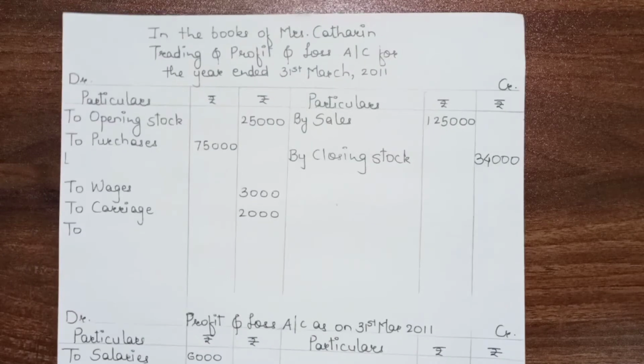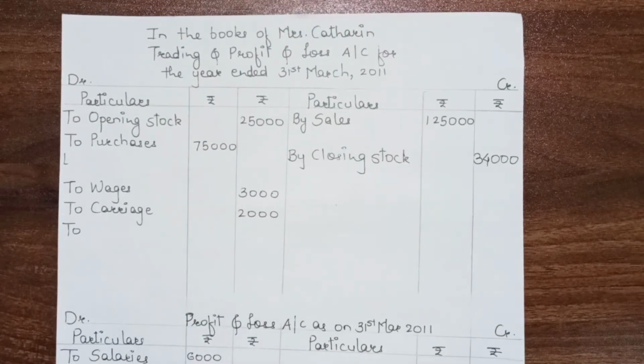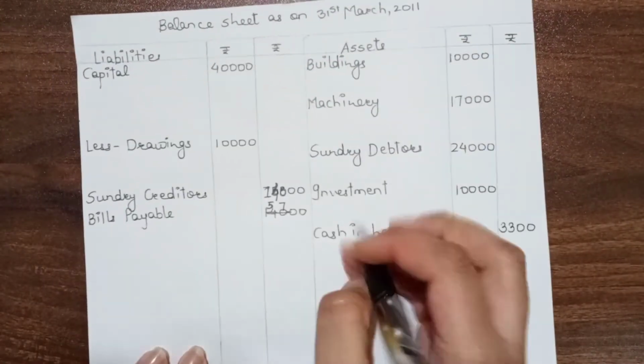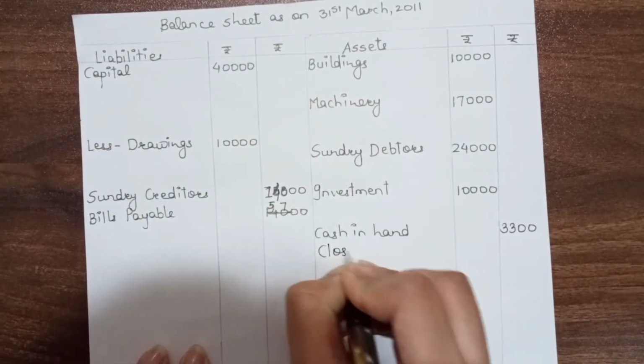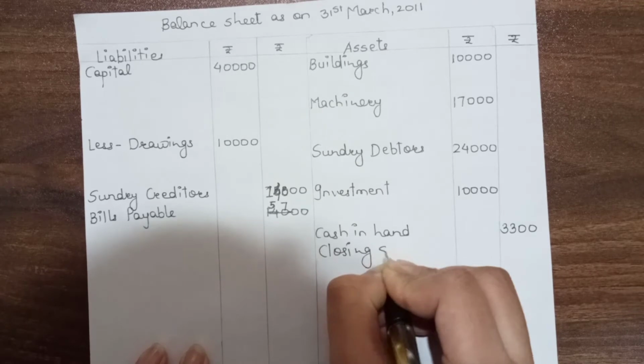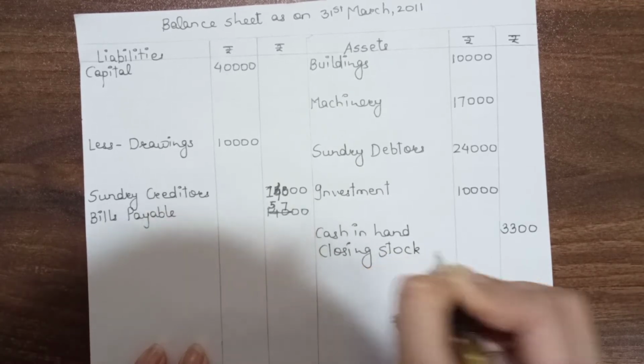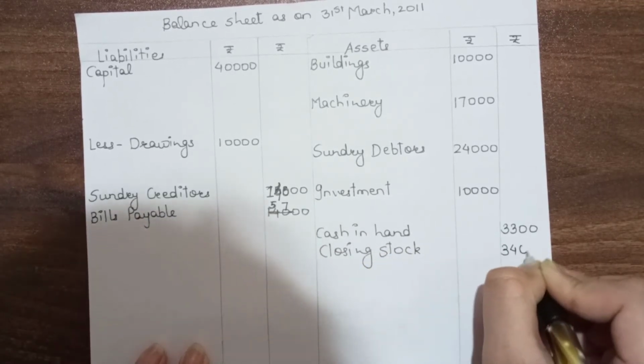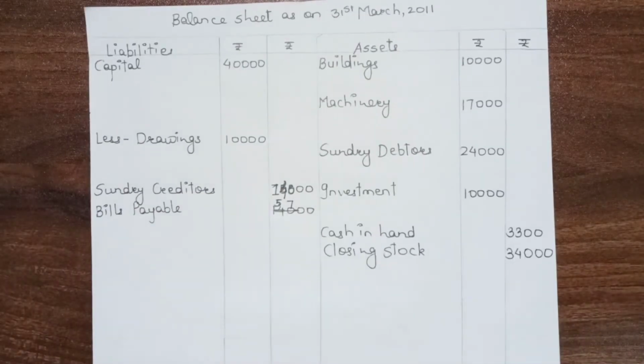Okay, the first effect is done, and the second effect will be on the asset side. Closing stock, $34,000. Okay, next one.